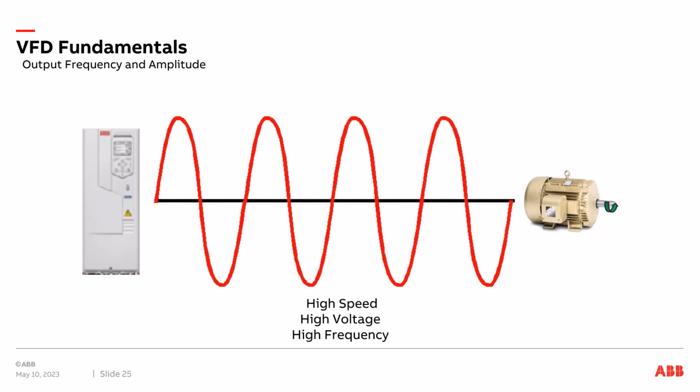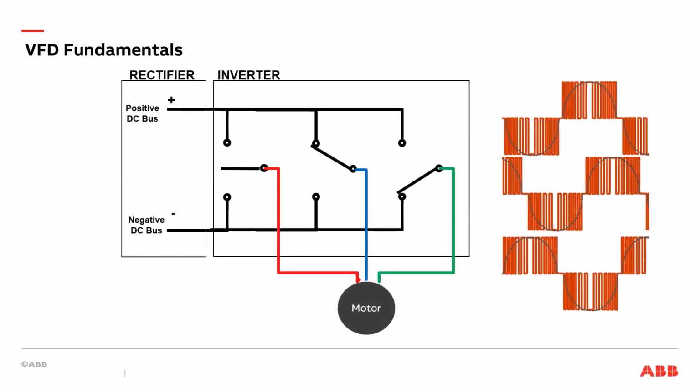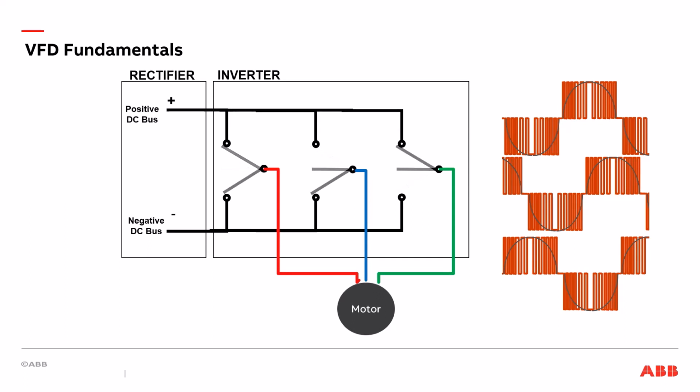So a higher frequency with a higher voltage has a higher speed on the motor. A lower frequency and a lower voltage gives you a lower speed on the motor. Looking at the fact we're doing this for 3 phases, we're changing the phases for the motor. As we look at the system, we're rebuilding a 3-phase output to the motor.